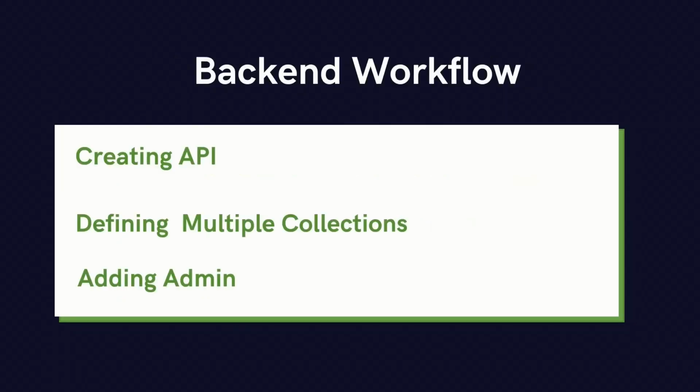So now we will see the workflow of the backend application. First we will create the API with Node, Express.js and MongoDB. Then we will define multiple collections inside MongoDB. The collections would be the users, the movies, the admin, and then the bookings. We will interconnect all of those collections as well. And after that, we will provide an admin collection in which the admin has the access to create the movies.